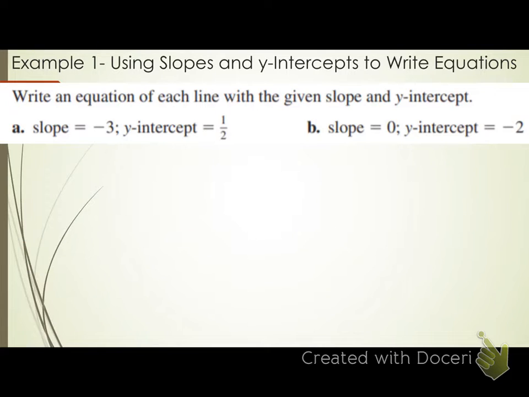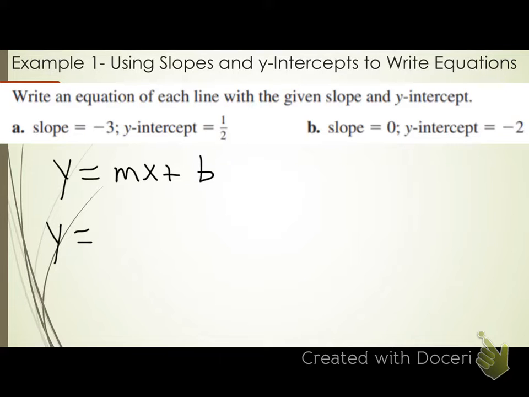So example 1. Write an equation of each line with the given slope and y-intercept. Letter A. Slope equals -3. Y-intercept equals 1/2. What did we say slope-intercept form was again? Y equals mx plus b. What does the m represent? Slope.